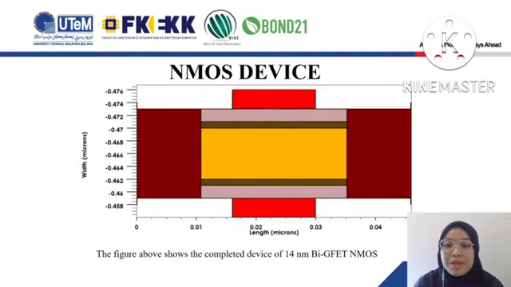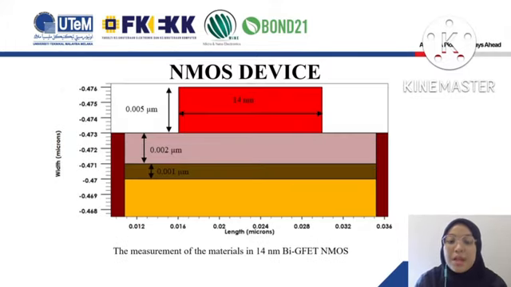The figure shows the completed device of 14 nano by GFET NMOS, in which the brown is a bilayer graphene and the pink one is a hafnium dioxide, which is high K, and the red one is a metal gate, which is tungsten silicide. Next, the figure shows the measurement of the materials in 14 nano by GFET NMOS, in which the gate length of the tungsten silicide metal gate is 14 nanometer.